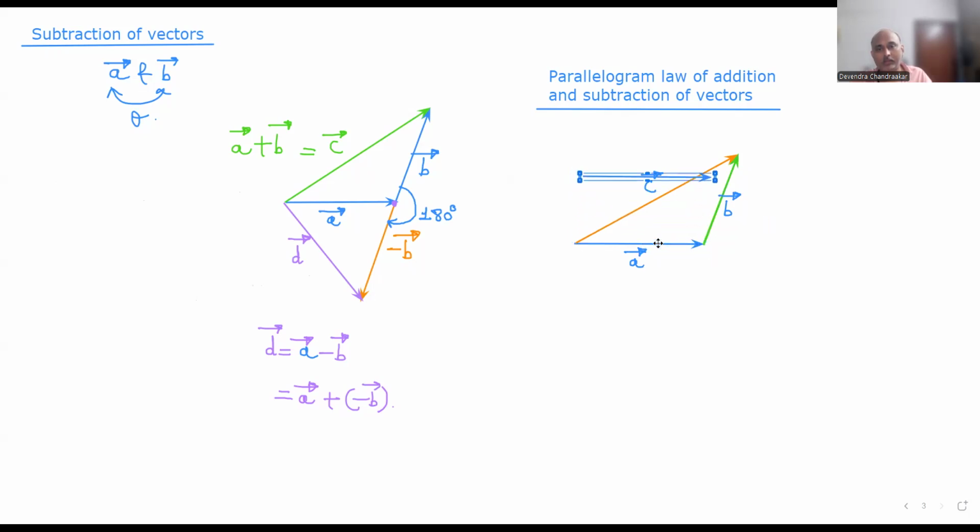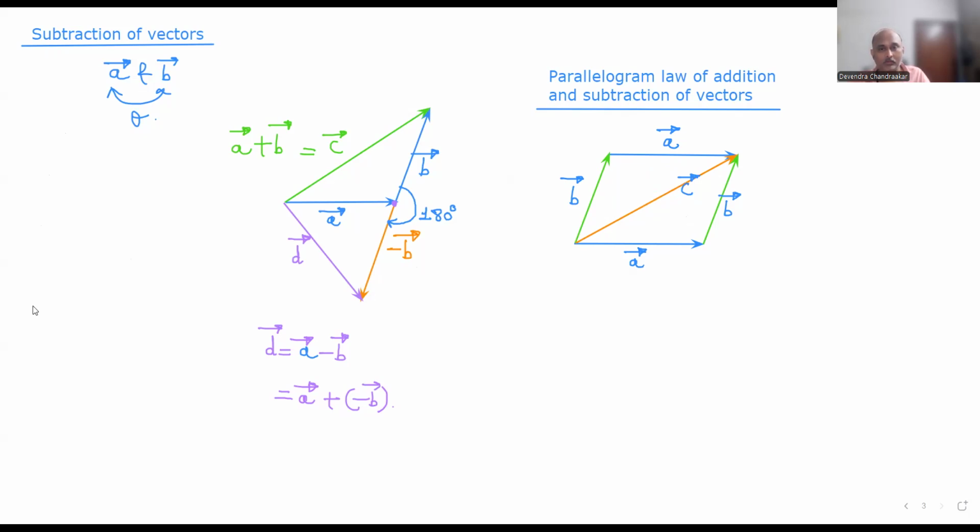Okay. Now, if I move A here and B here, can you see that this is B and this is A? So C vector is one of the diagonals of this parallelogram. Yes or no? Hello. C vector is one of the diagonals of this parallelogram, right?